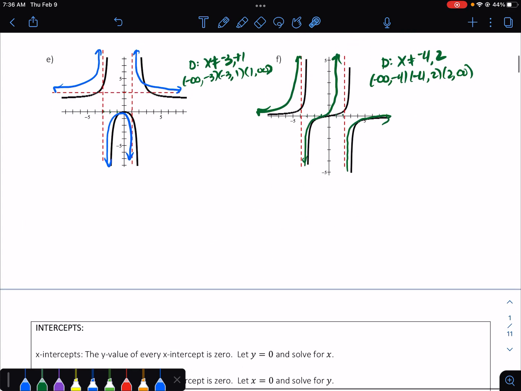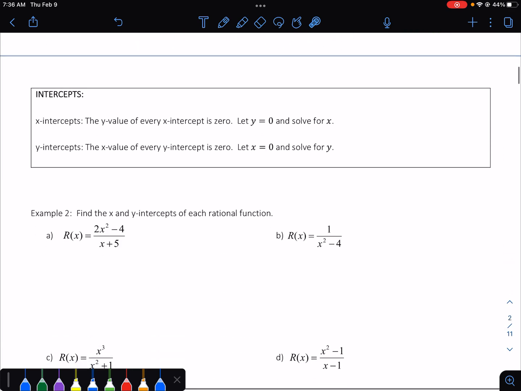Okay. Now, we also can find our x and y intercepts. So x-intercepts is when the y value is 0. Right? This is true for all graphs. So anytime we're solving for the x-intercept, you let y equal 0 and you solve for x. Now, for our y-intercept, the x value is 0 for every y-intercept. So we let x equal to 0 and we solve for y.